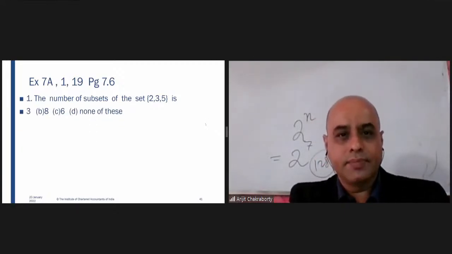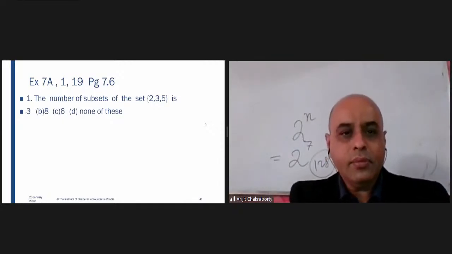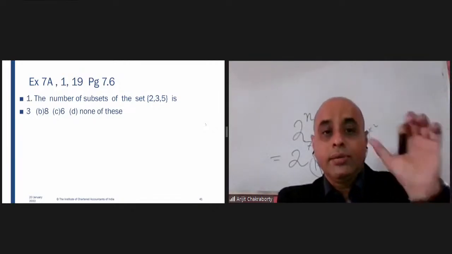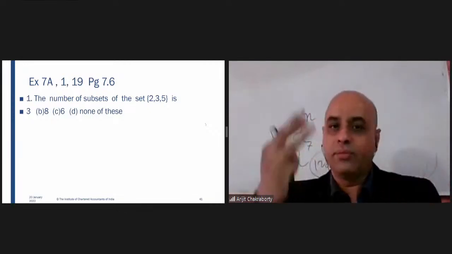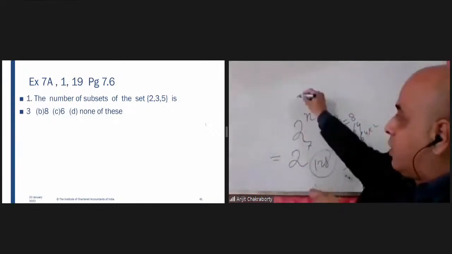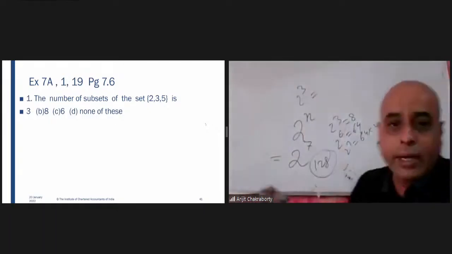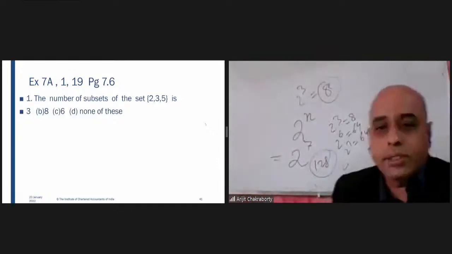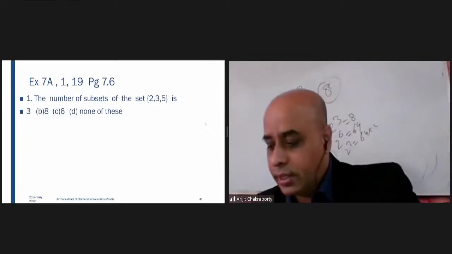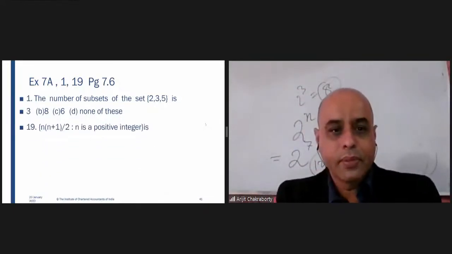The next question: the number of subsets of the set {2, 3, 5} is how much? This is exercise 7A. Is it 3, is it 8, is it 6, or none of these? In {2, 3, 5}, we have 3 elements. So the formula will be 2 to the power n. Here n is 3. So 2 cubed is 8. So the correct answer is 8.